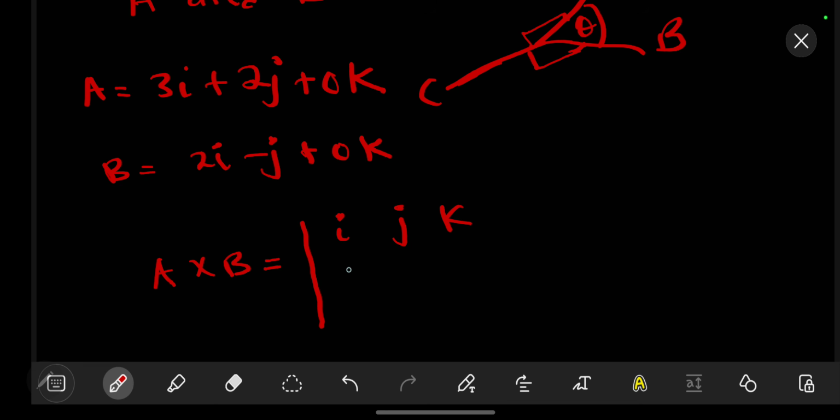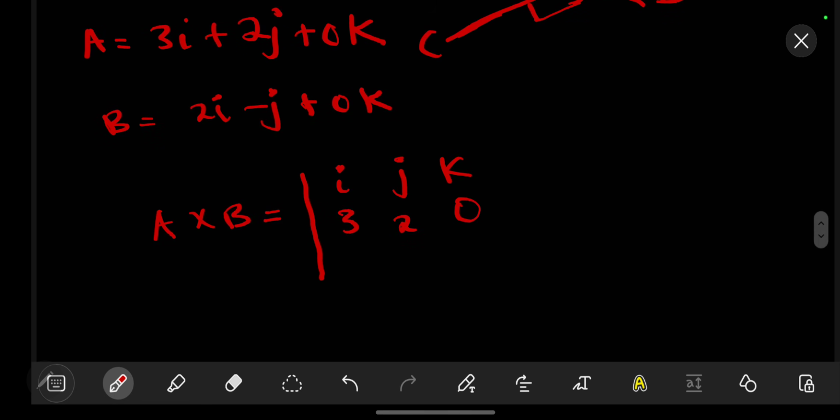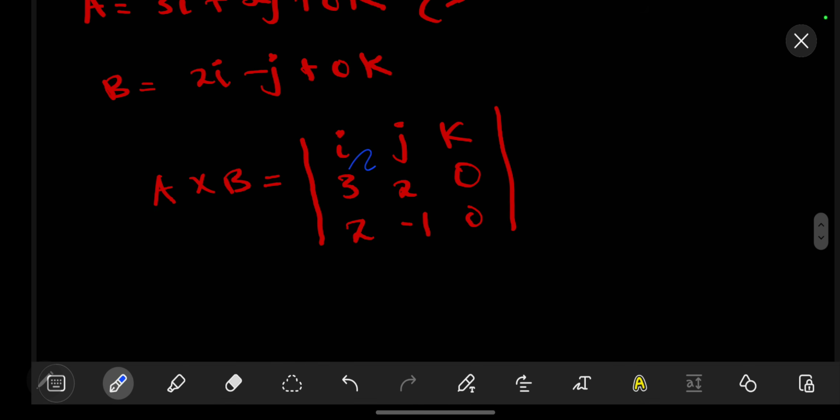Then the numbers again, we have our 3, 2, 0. Very important, we have our 2, negative 1, 0 again. So after doing that, we can do the same math we were doing. So we begin with the first column like that. Then on top we do that. So where they meet, we are going to be using plus, negative, plus.